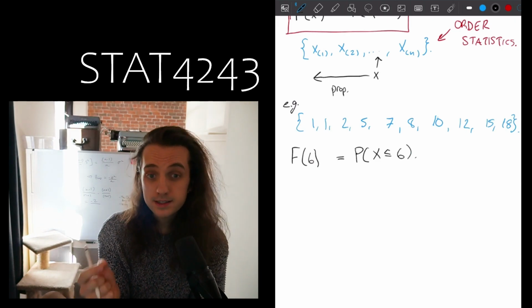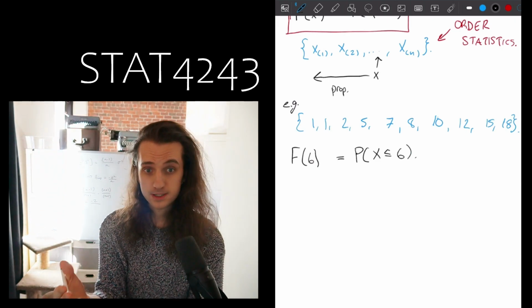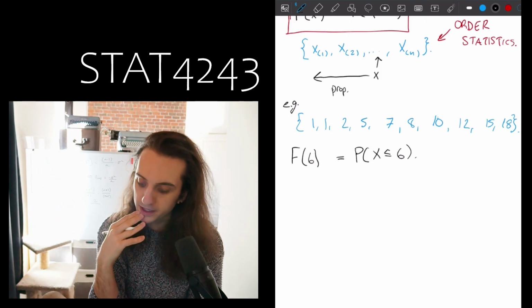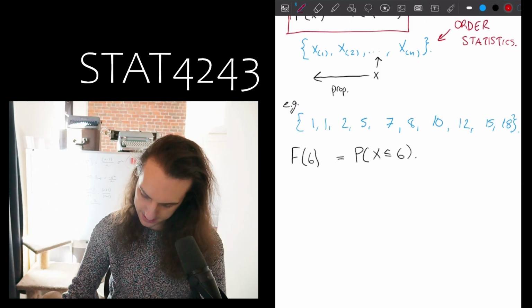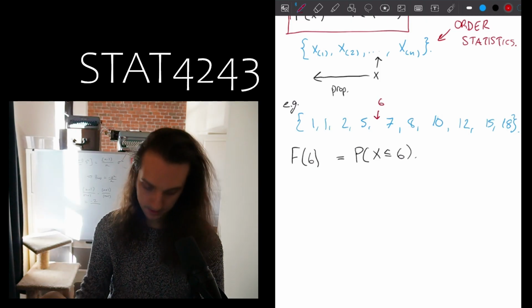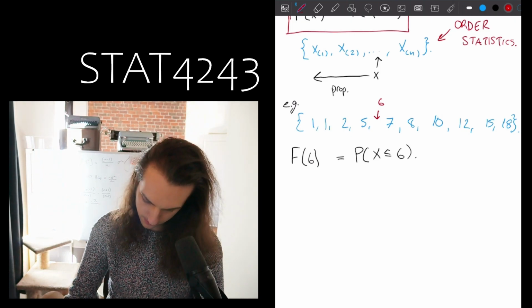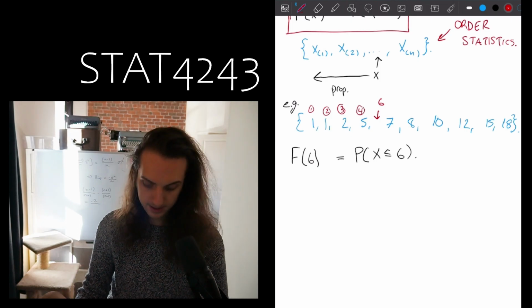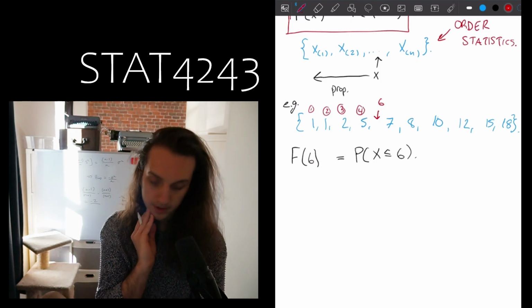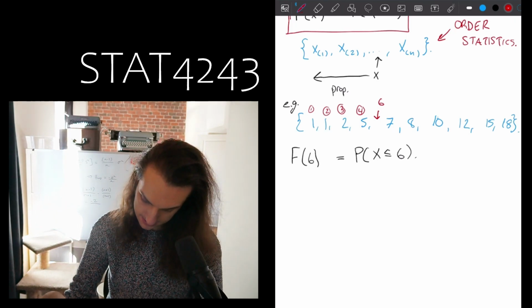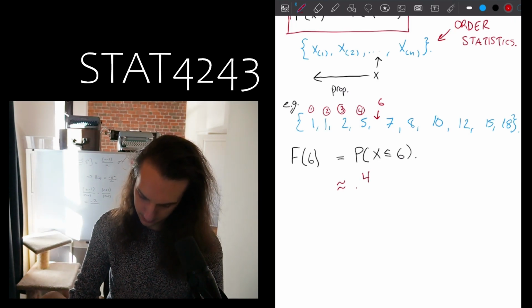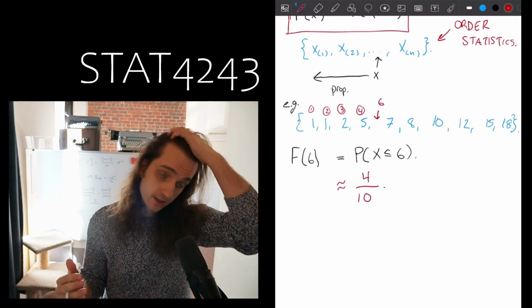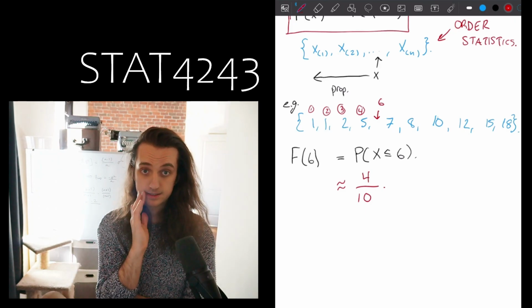If we assume that the data that we've observed are somehow representative of the true distribution, which, depending on how we've sampled it, they should be, well, then what we note is that 6 is going to fall right in here, right? And so if we look at this, we've observed 4 values that are less than 6, and then we would have the other 6 values being larger than 6, and so this should be approximately equal to 4 out of 10, right? Because 4 out of 10 of the values are less than or equal to 6, right?